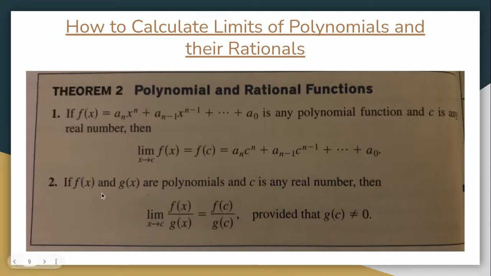Same here. If f of x and g of x are polynomials and c is a real number, then the limit of their ratio as x goes to c is equal to the function evaluated at c divided by the other function evaluated at c, provided that g of c does not equal 0. Because if g of c was equal to 0, then the ratio would be undefined. So we can't divide by 0.